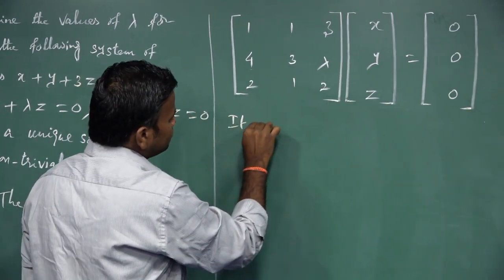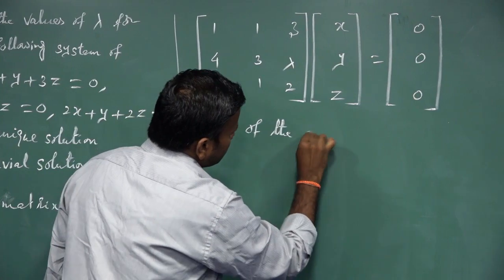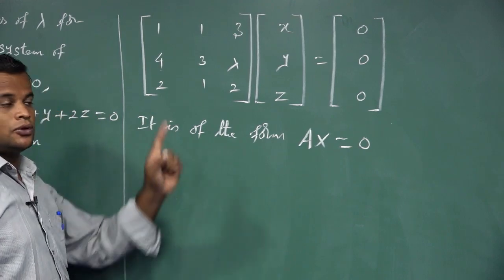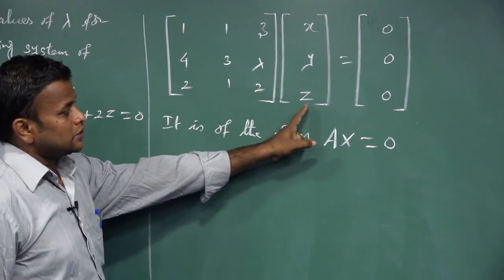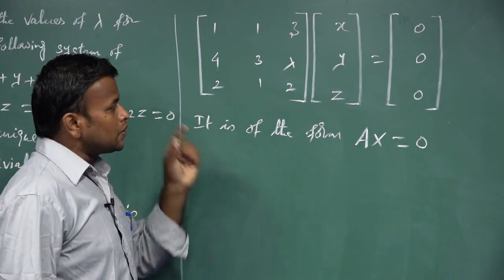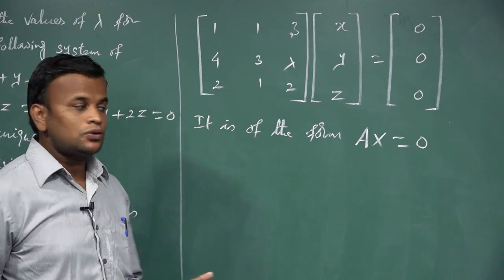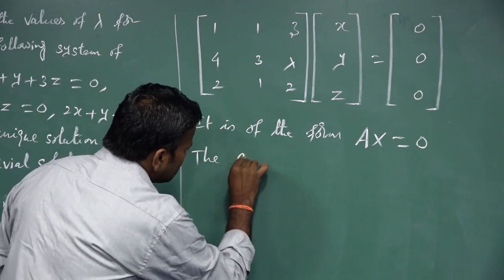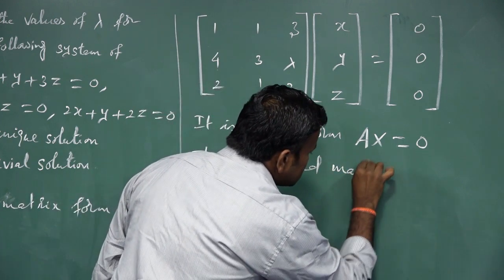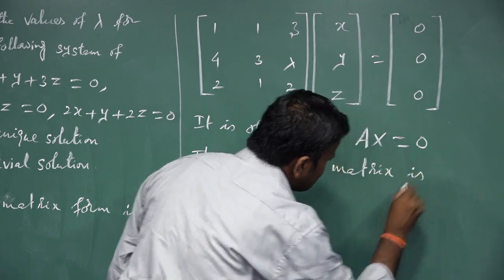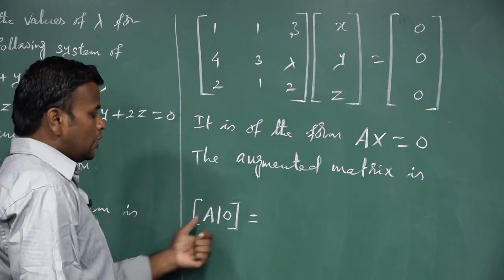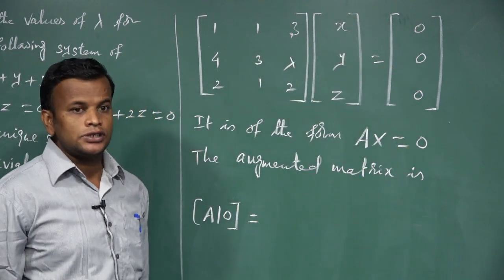Now it is of the form AX equals 0. A is the coefficient matrix, X is the variable matrix, and 0 is the zero matrix. After converting to matrix form, the next step is to create an augmented matrix. How to write it? A augmented with 0, because the right-hand side matrix contains all zeros.